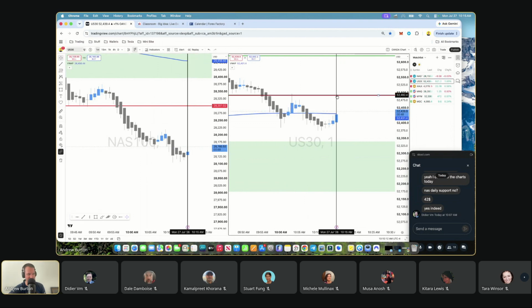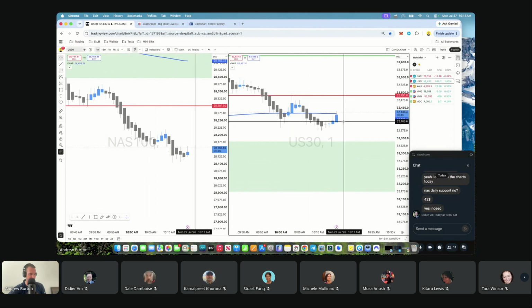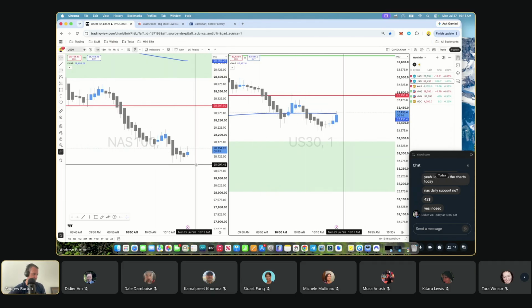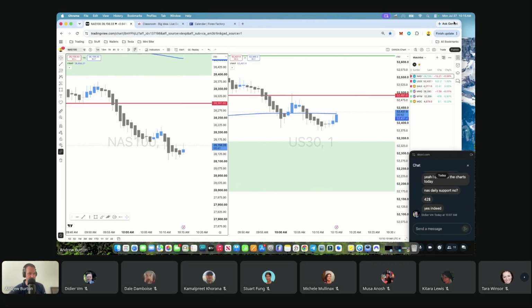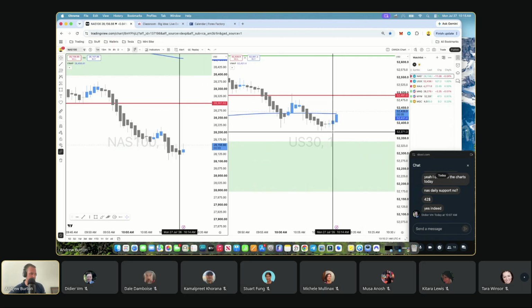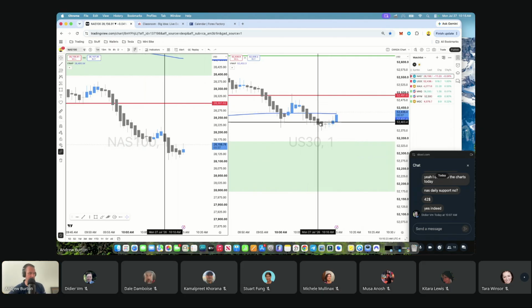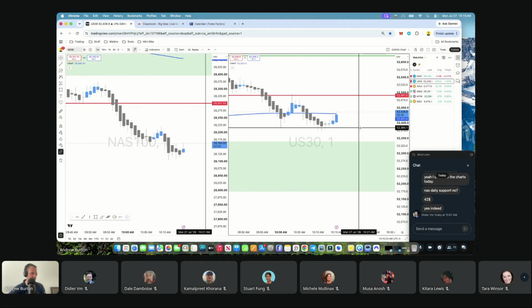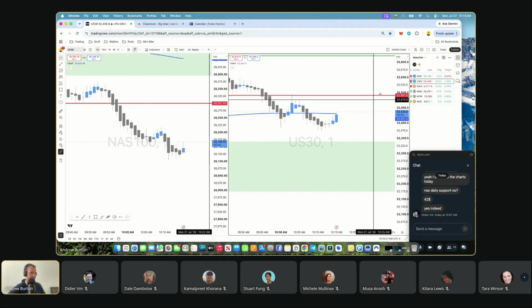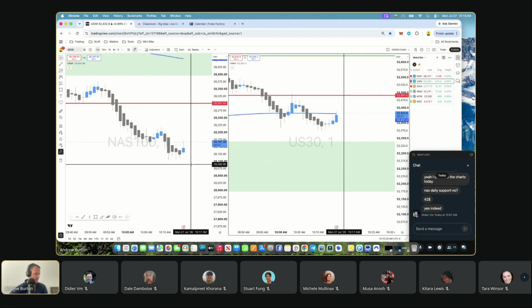Okay. But then we have this up here, right? So yeah, it's just neutral. It's going sideways. Always after 10 a.m., the liquidity slows down. You get a lot more sideways moves, and it's not a very fun market there.